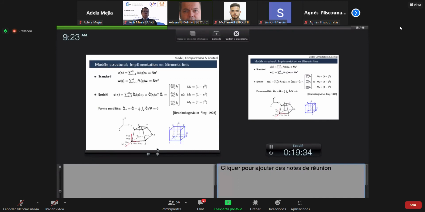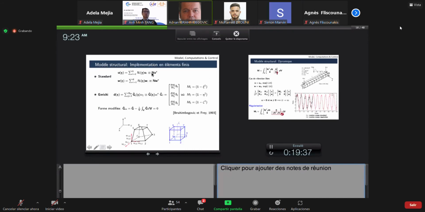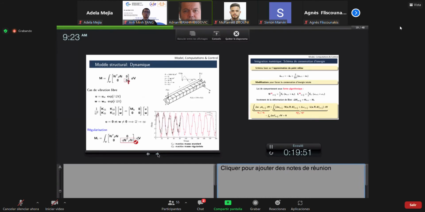finite elements plus incompatible modes. For the standard finite elements, we are using the 8-node solid element with linear interpolation in 3 directions. And then with incompatible modes, you're just enriching the displacement with quadratic shape functions. This way you can have a very good representation of the bending moments.